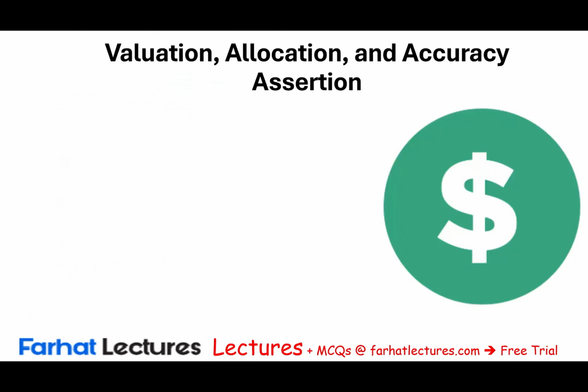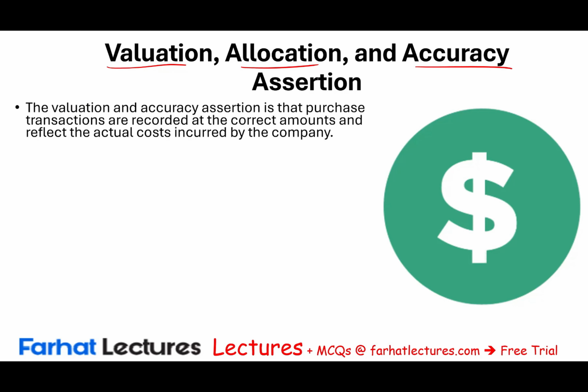I always like to start with valuation, allocation, and accuracy. Why? Because it's the easiest assertion to explain. Let's assume you just clicked on this video and wonder what we are talking about when we talk about the valuation, allocation, and accuracy assertion. It means that the transactions are recorded properly, with the correct dollar amount. The valuation and accuracy assertion is that purchase transactions are recorded at the correct amount and reflect the actual cost incurred by the company. Are we recording the transaction at the proper amount?